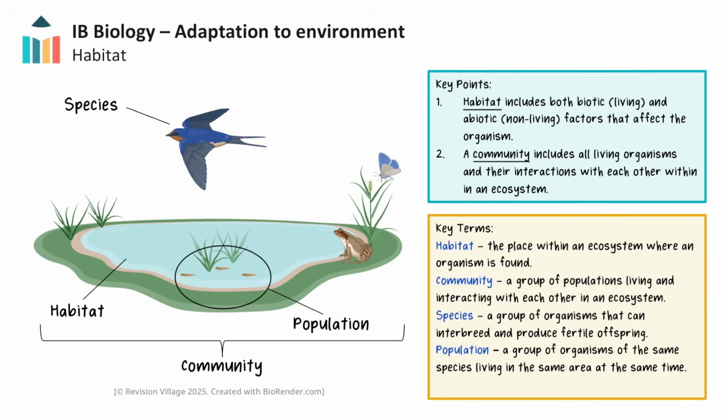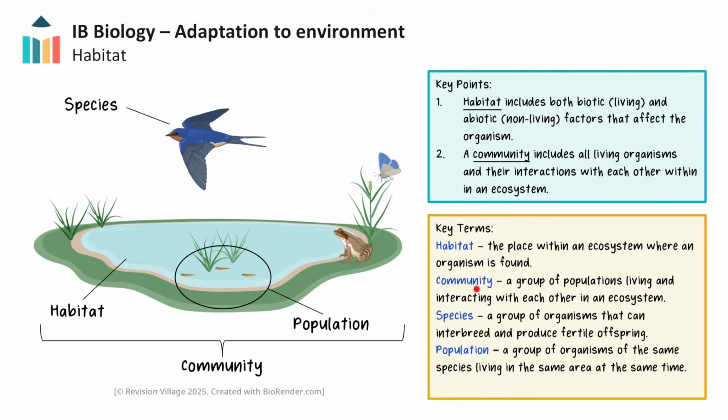A population is a group of organisms of the same species, living in the same area at the same time. For example, all the frogs in this pond make up one population. Populations can increase or decrease depending on factors like food availability, predation, and environmental changes.